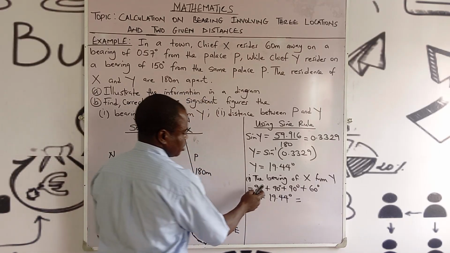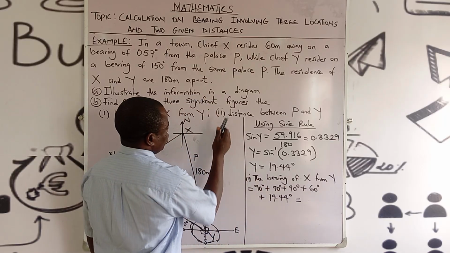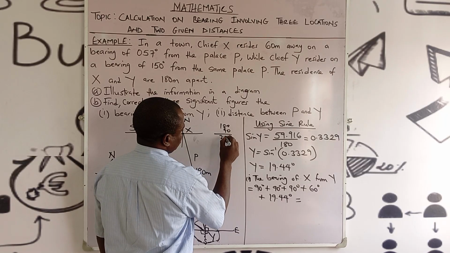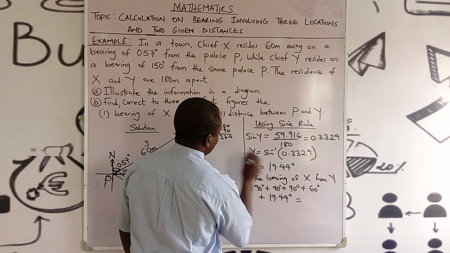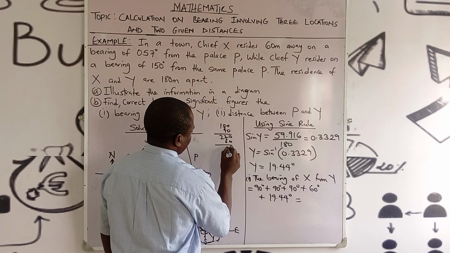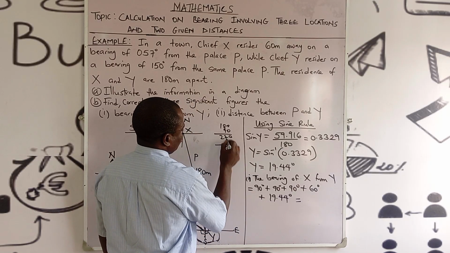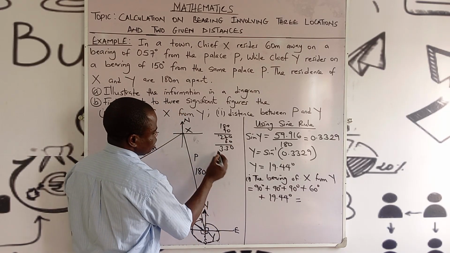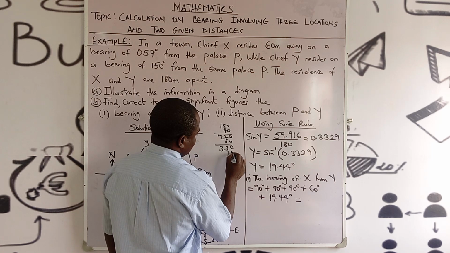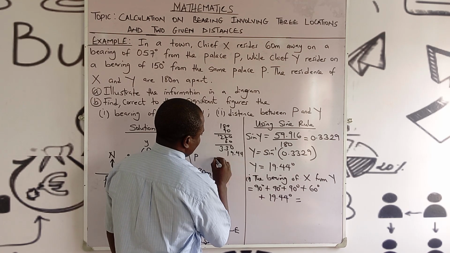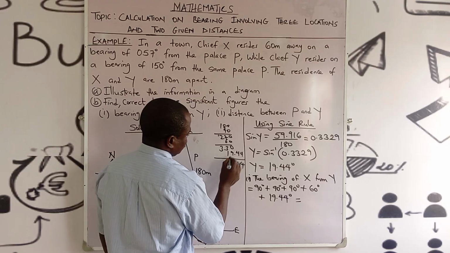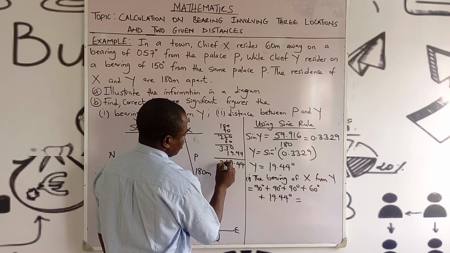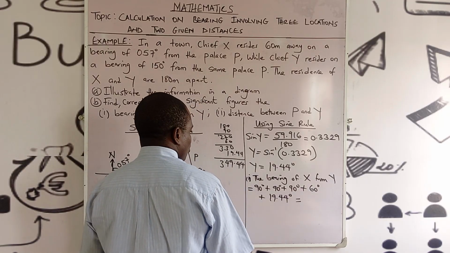Now to get it, 90 plus 90, that's 180. 180 plus 90, that's 270. 270 plus 60, that's 330. 330 plus 19.44, that's 349.44 degrees.